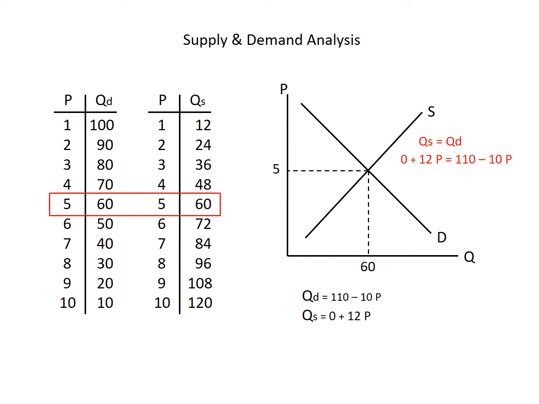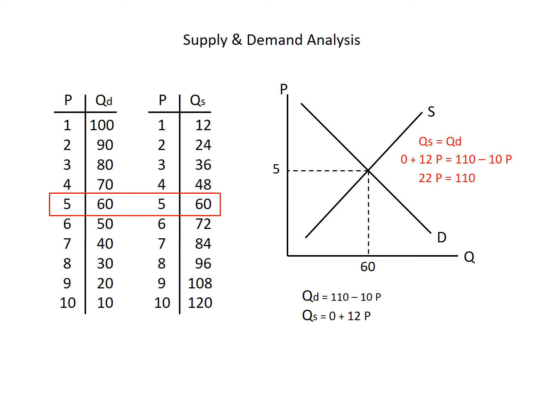Because, as the supply equation tells us, quantity supplied is equal to 0 plus 12p, let's substitute that for Q sub S. And as the demand equation tells us, Q sub D is equal to 110 minus 10p, let's just substitute that for Q sub D. So now we have 0 plus 12p is equal to 110 minus 10p. So let's just solve for p.